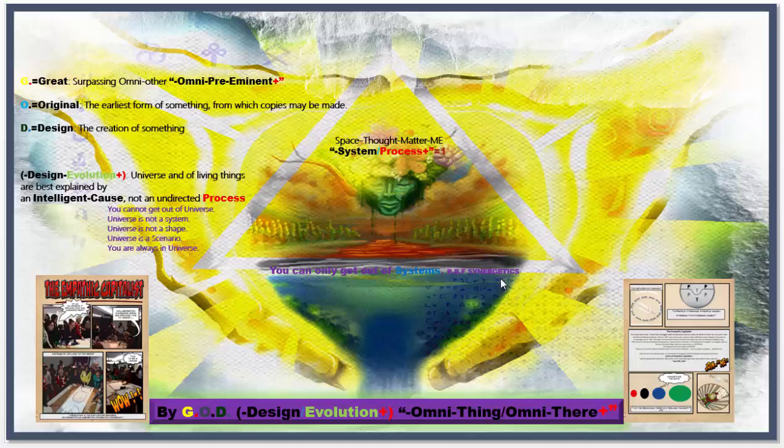And Fuller says you always start with macro. What he means by that is you cannot get out of universe. So you always start with universe. And then he goes on to say universe is not a system. Universe is not a shape. Universe is a scenario. You're always in universe. When you're working in a business, it is a scenario of scenarios.